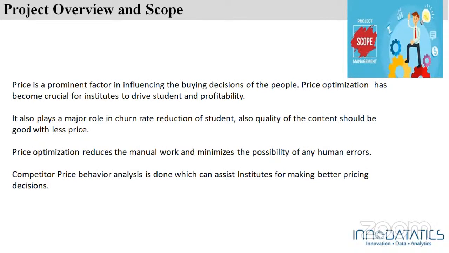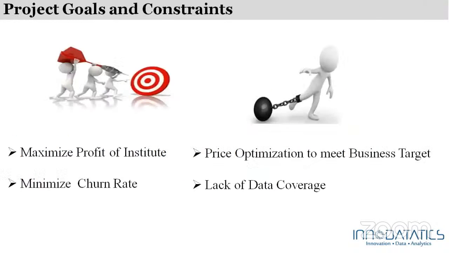The project overview and scope. Price is the prominent factor on which people rely, where it should be very low when they need to take a new product. Also, it drives the student. It also plays a major role in churn reduction of students. Also, the quality of the content should be good with less price. Price optimization also reduces the manual work and the errors of humans. Competitor price behavior analysis is done, which can assist the institutes in making better pricing decisions.